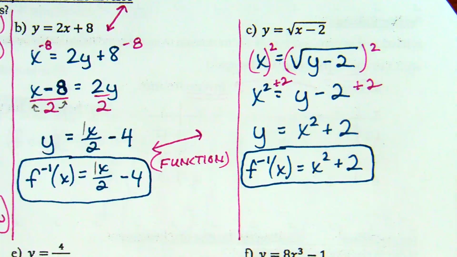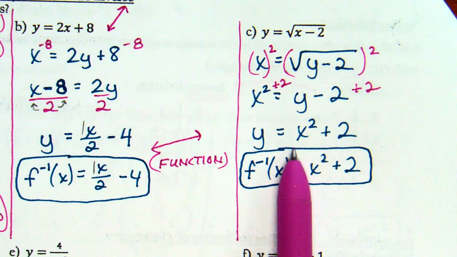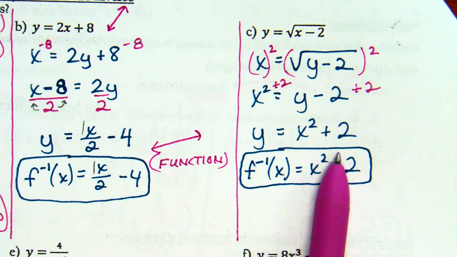Okay. y equals x squared plus 2. Can you visualize that graph? What is y equals x squared? A parabola. The plus 2 just takes it up 2. So y equals x squared plus 2 is that shape of graph, a parabola. Is that a function? Yes. It passes the vertical line test, right? You can draw a vertical line and it only will ever touch the graph once. So yes, it is a function.